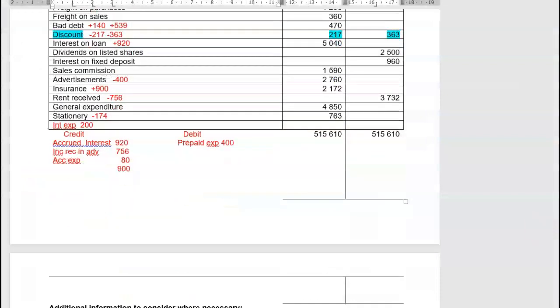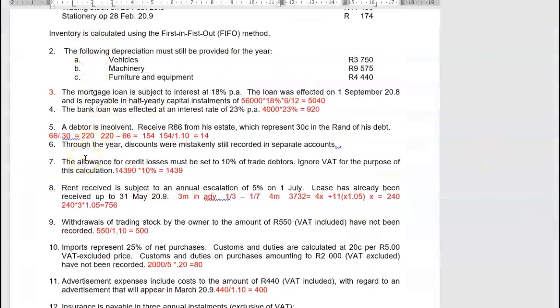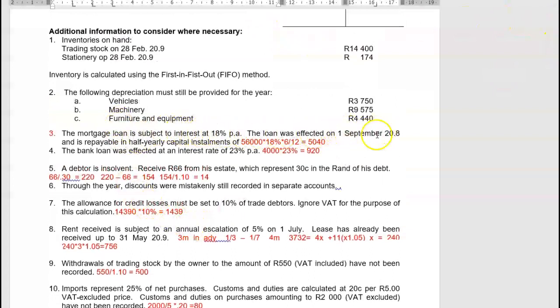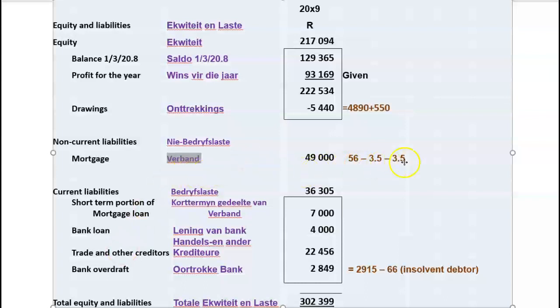So if you go to the details of your question, they tell you somewhere along the line, the mortgage loan is subject to interest, the loan was effected, and is repayable in half-yearly capital installments of, oh dear, the amount there got lost. So what that amount was is an amount of 3,500 Rand each and every time. So half yearly, so there's going to be two payments of 3,500 Rand next year. So therefore the total of 7,000 Rand has to be transferred to my current liabilities. My short-term bank loan will also be shown here as a current liability, the total of 4,000 Rand.